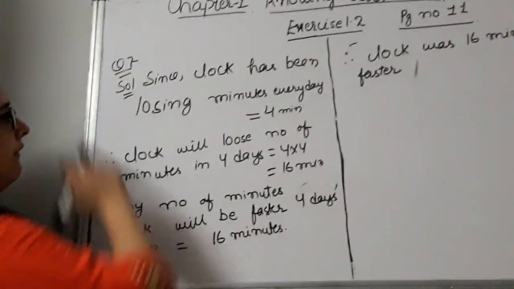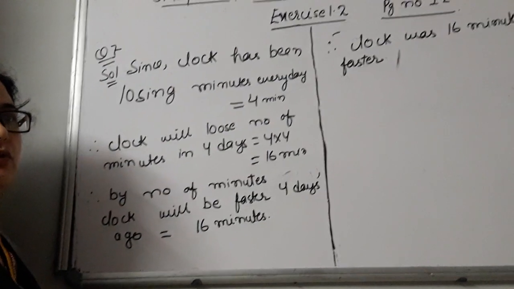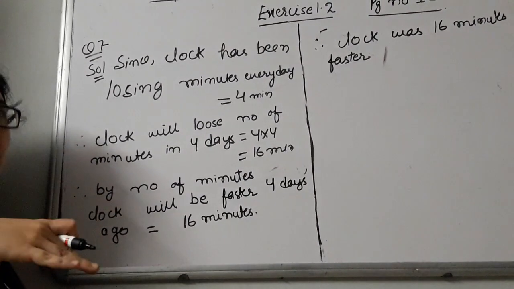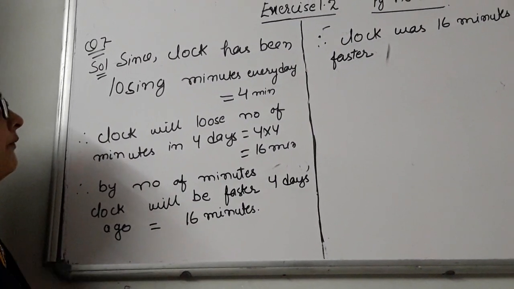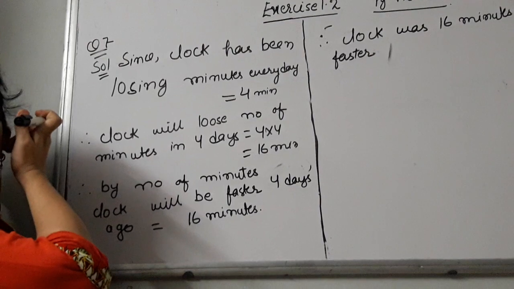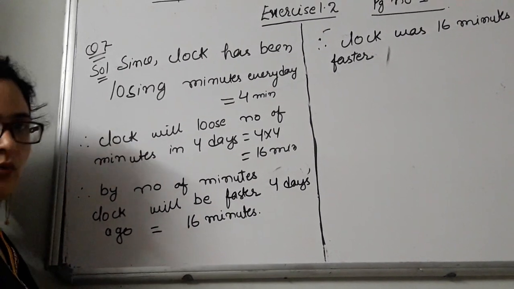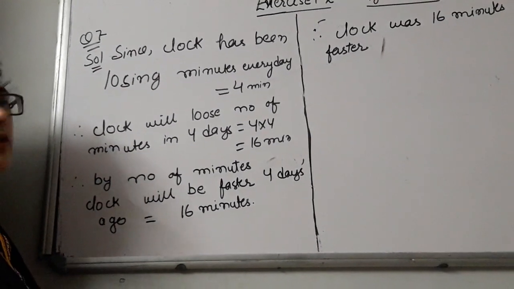Now question number 7 is saying that a clock is losing 4 minutes every day. The clock is getting slow by 4 minutes every day. How much faster was the clock 4 days ago? By today, 4 days ago, how much faster was the clock?